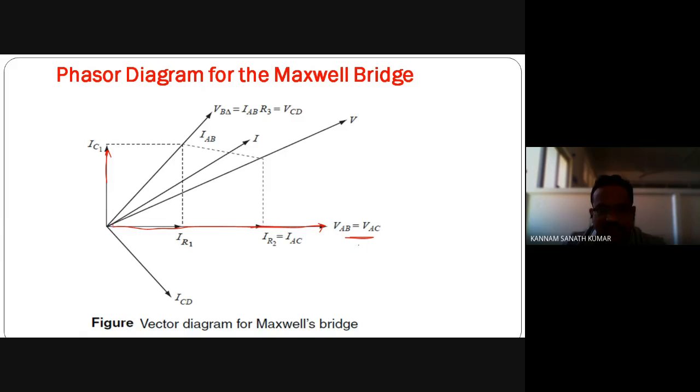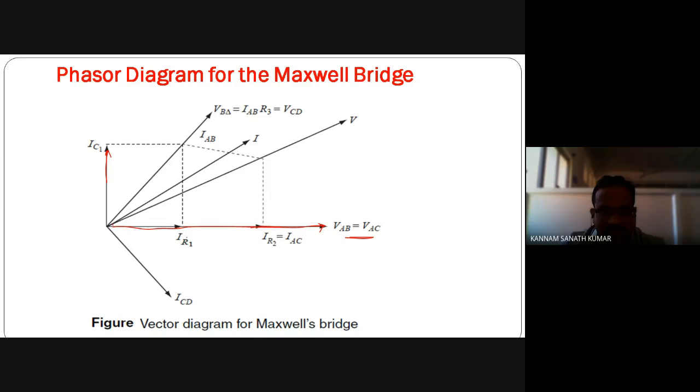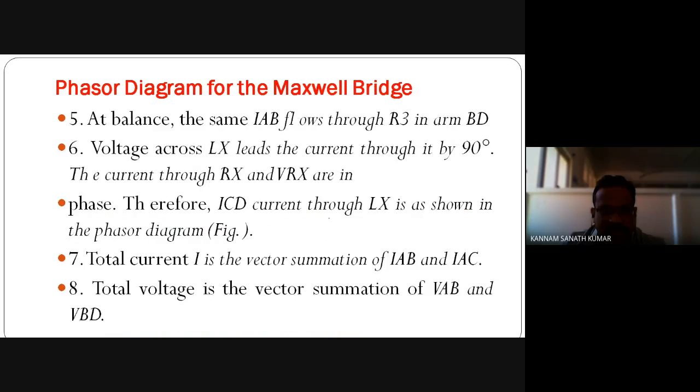Why? Because if you observe this one, AC and BD, both are resistors. So resistance across this terminal R1 and AC, both are resistors. So that means this IR1 in phase with VAB. IR2 is in phase with IAC. And next, at balance the same, IAB flows through R3 in the arm BD. So voltage across LX leads the current through 90 degrees. So the current through RX and VRX are in phase.